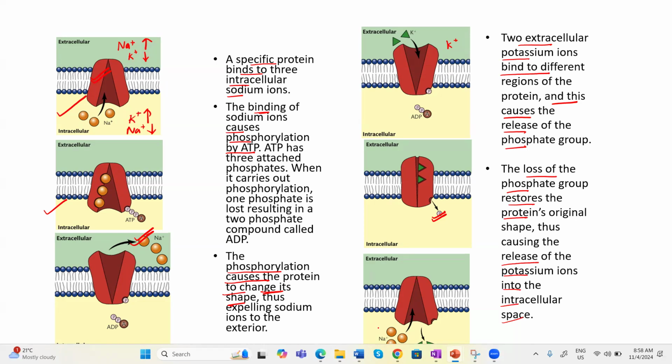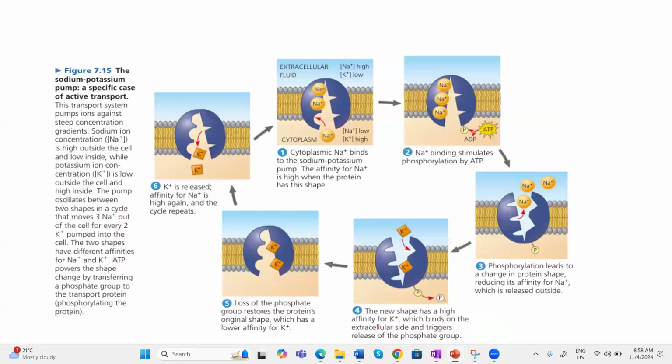So I think the sodium potassium exchange pump topic might also be easy for you. Now this is a quick review of the entire flow chart. You can see here, cytoplasmic sodium will bind. Affinity for sodium is high when the protein is in this shape. Then sodium binding will cause the phosphorylation of ATP.